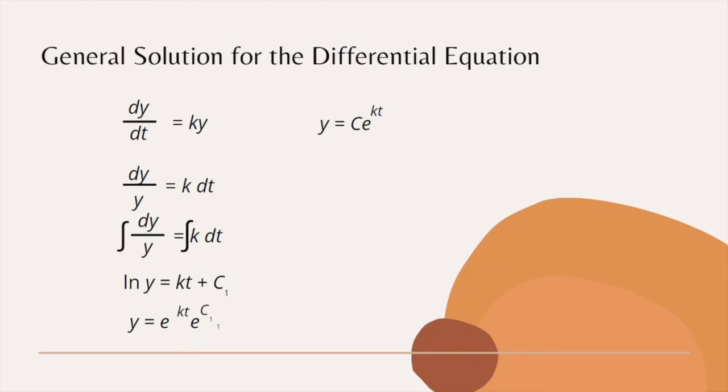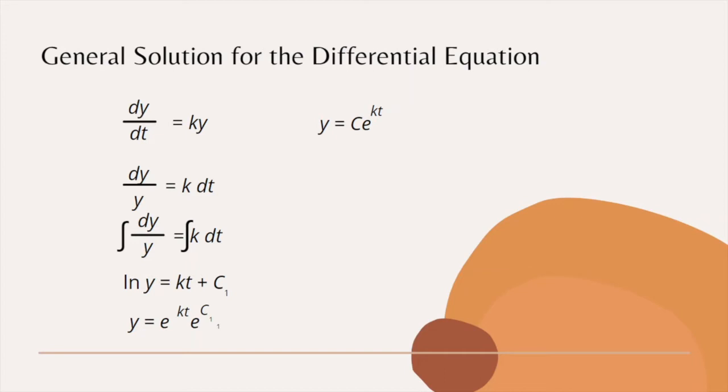Integrate both sides. The antiderivative of 1 over y is the natural log of y. k is a constant, so the antiderivative of dt is t. It results in ln y is equal to kt plus the constant c. Now put both sides on top of e. If ln y is equal to kt plus c, then e raised to ln y is equal to e raised to kt plus c. The base of a natural log is base e, so they'll cancel.